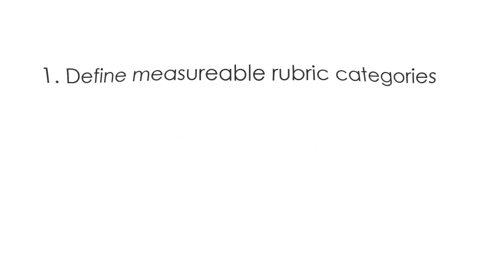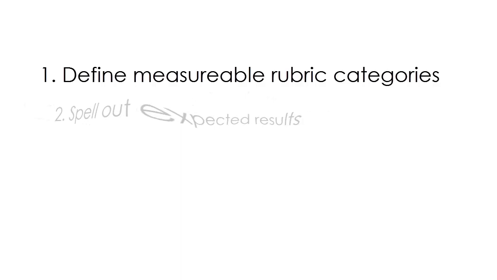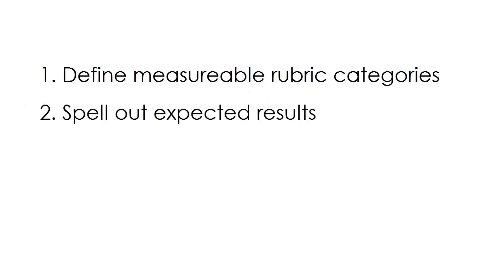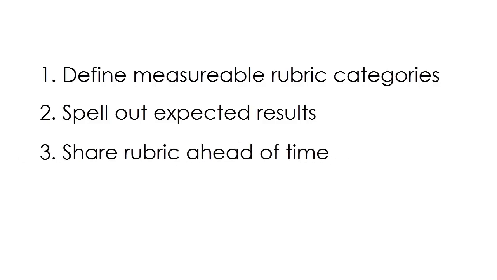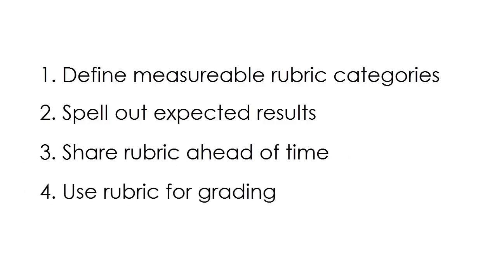So let's summarize. Here are some of the important things to remember for grading online discussions. Make sure you define measurable rubric categories and spell out the expected results for each level. Share the rubric ahead of time so students know what to expect. Using rubrics to grade online discussions will significantly reduce the time you spend doing it and will provide for fairer grading, which will, of course, lead to overall higher student satisfaction.